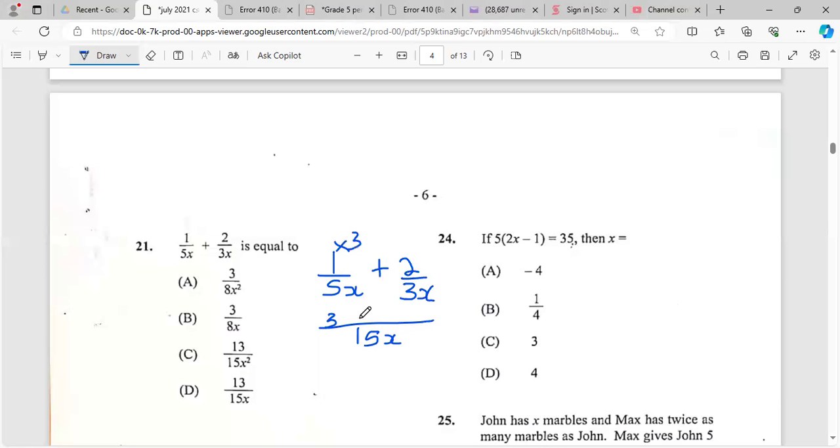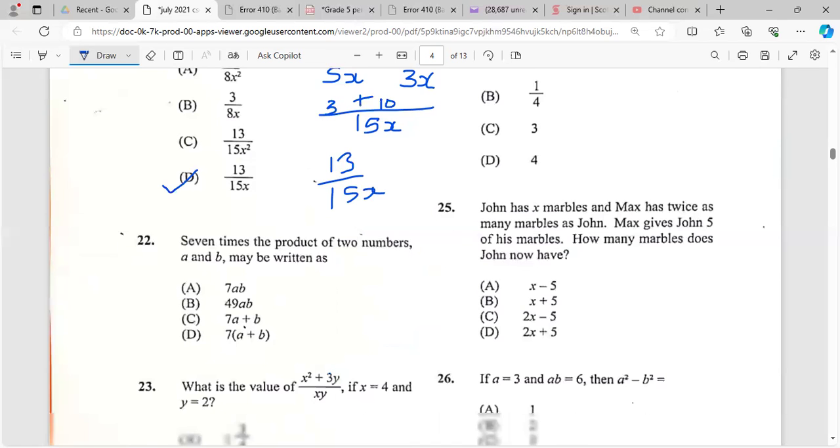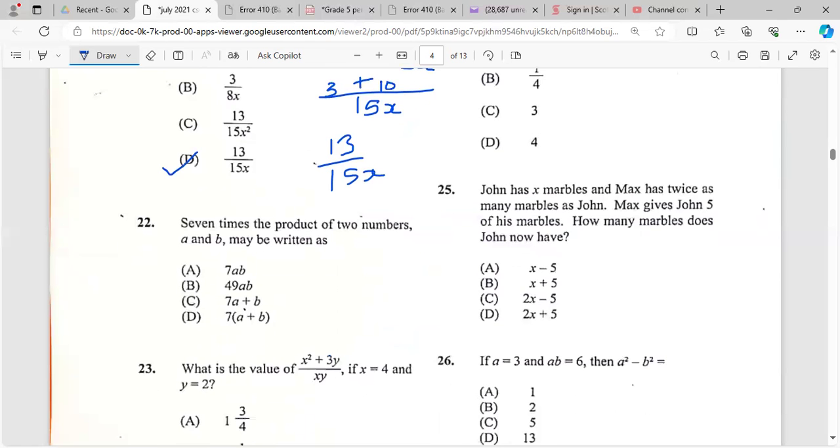Same thing for this one: 3 cancels, 3 into 15 is 5, x cancels x. So we multiply this by 5. And then 3 plus 10 gives us 13 over the same denominator. So that's B.